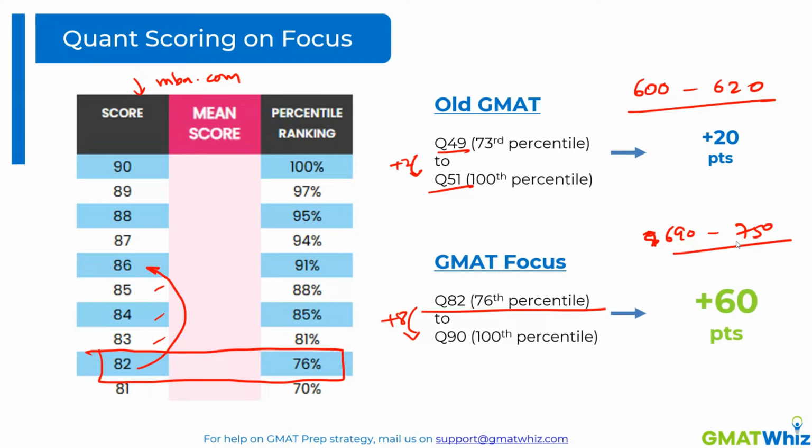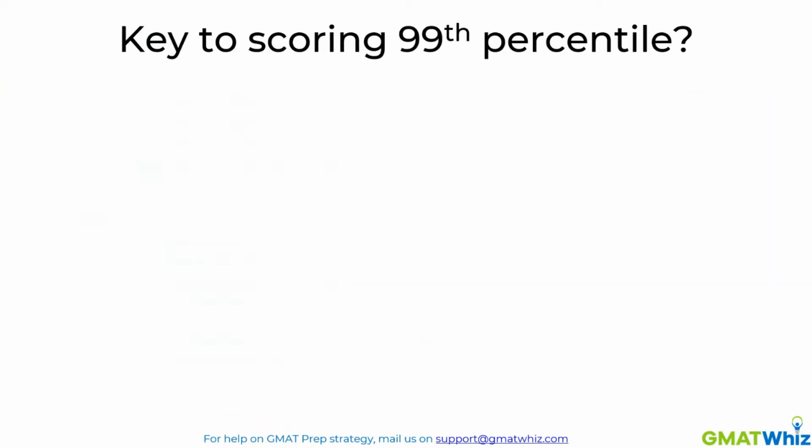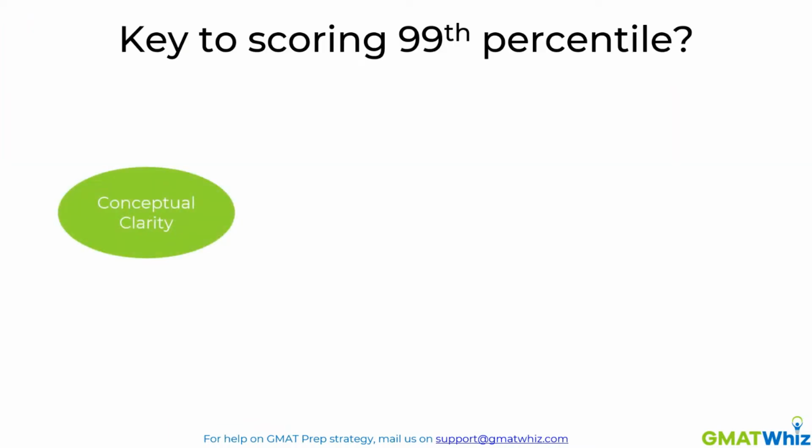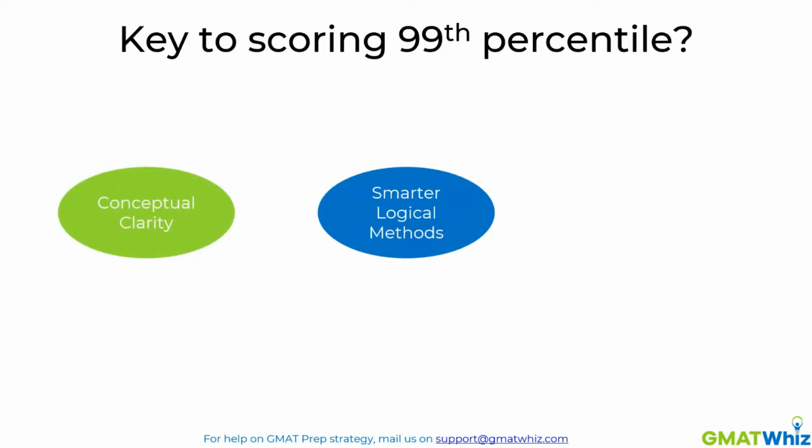Now, why that matters is because the key to scoring in the 99th percentile, or any percentile close to that, is going to give you a higher score. So it does make sense to put in the extra effort. Earlier, people did not learn a lot of smarter methods, but if you want to do that now, you need to have conceptual clarity. Just knowing basic concepts won't help. You need to learn smarter, logical methods of solving questions so that you're able to do them faster and actually score higher.